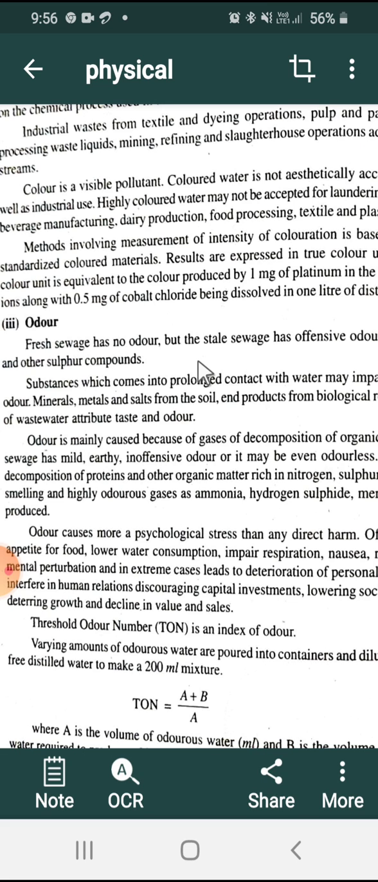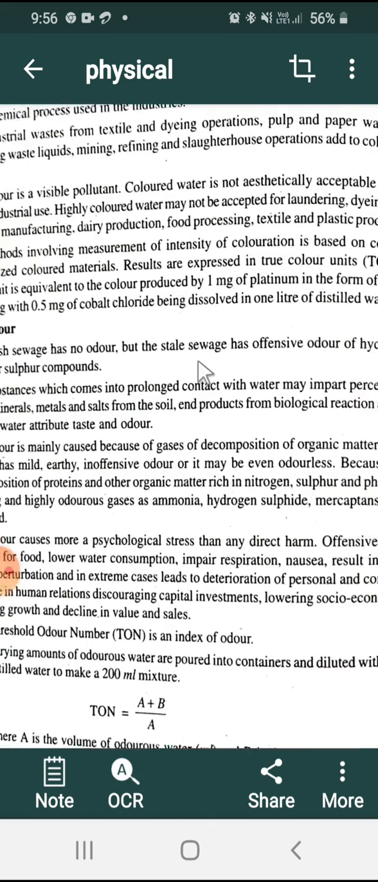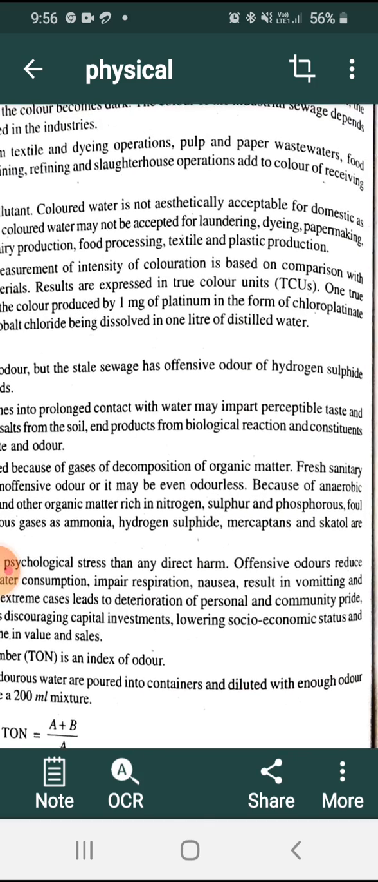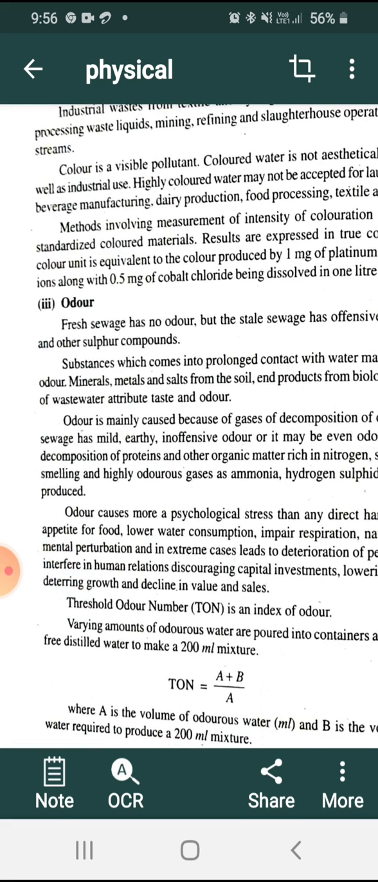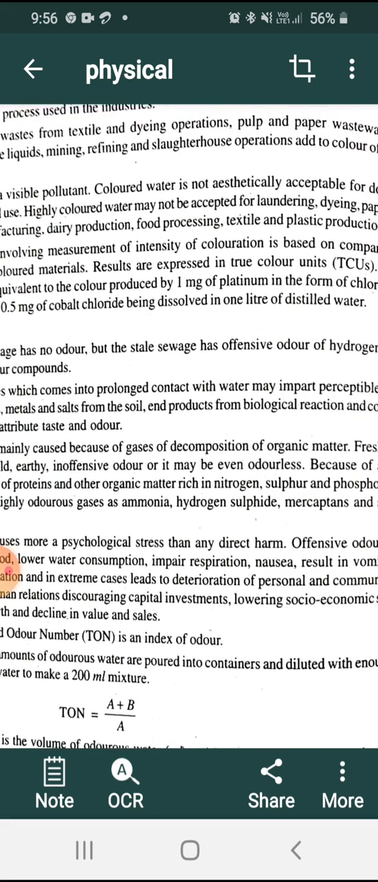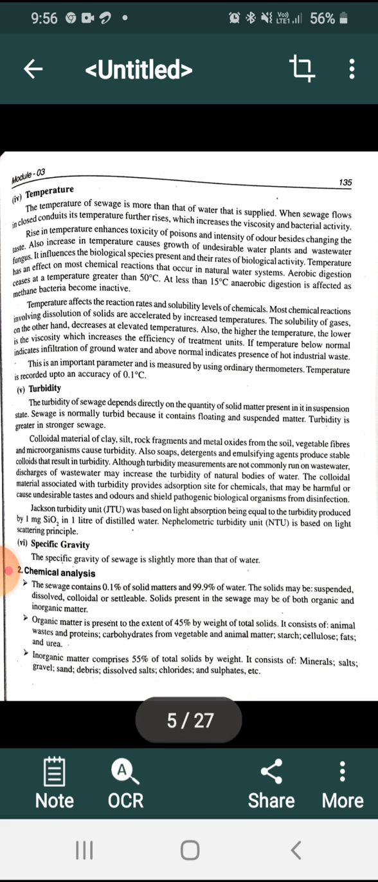That's why fresh sewage has no odor, but stale sewage has an offensive odor of hydrogen sulfide and other sulfur compounds. Here, stale means stagnant. Stagnant sewage has another property that you have to study here. I'll show you one by one. Next is the temperature. Next, turbidity. Turbidity is the light penetrating capacity of water. You can note down: turbidity means light penetrating capacity of water.